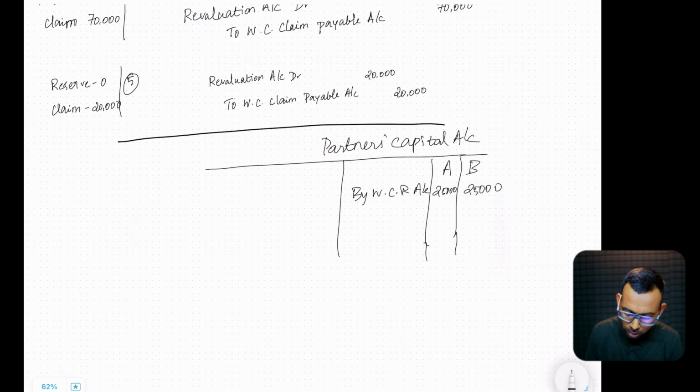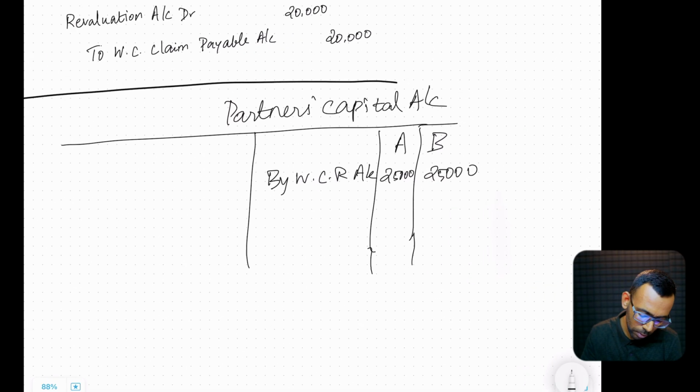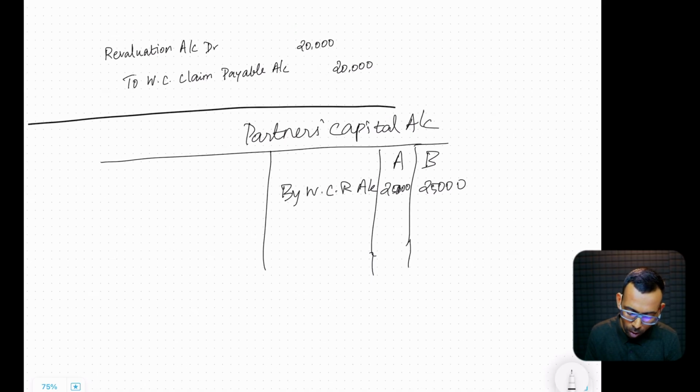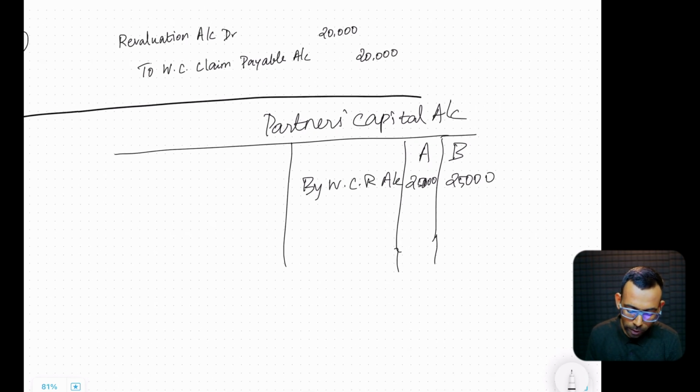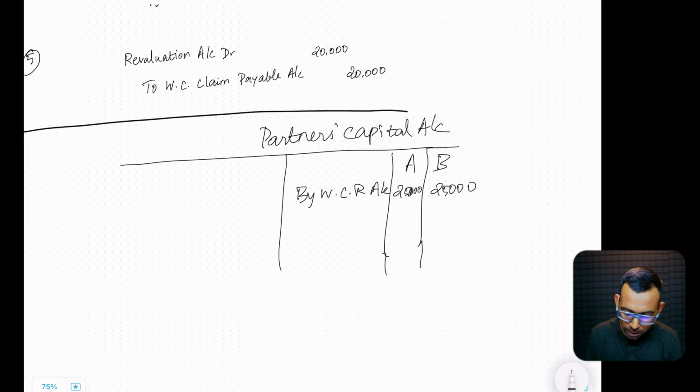So this is how the first ledger posting will be. Partners capital account by workman compensation reserve. Whatever you have credited to them in the journal entry, you would credit to them in the ledger also. Fill the amount first and then write the text afterwards. By workman compensation reserve account. For want of space, I have written just the abbreviations. You don't do that in the exam. Write the full ledger name itself. So whenever you create a ledger, plan the space accordingly. So this is the first scenario, ledger posting.